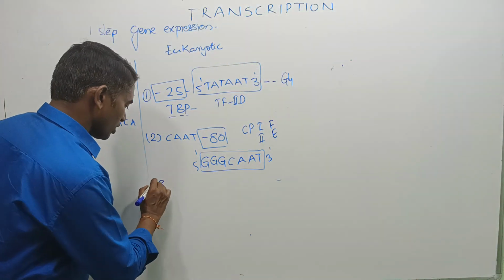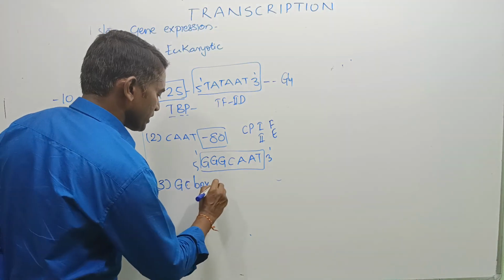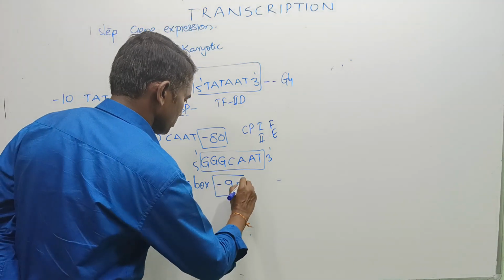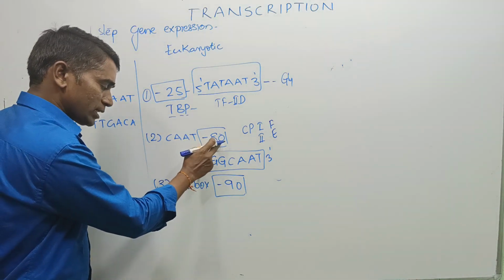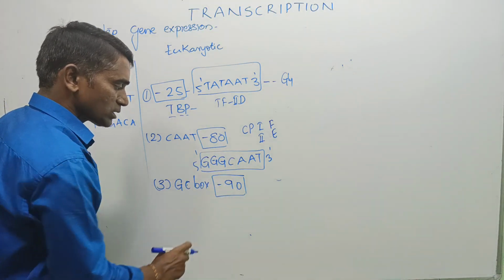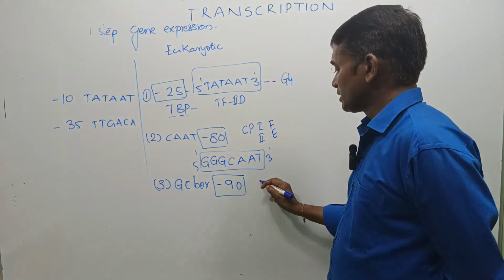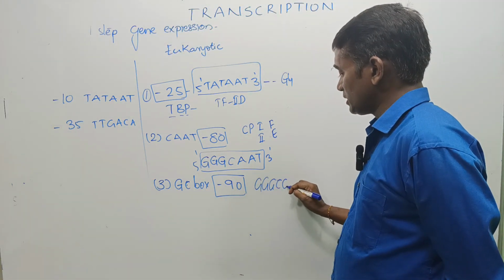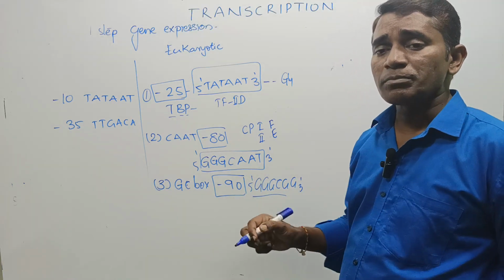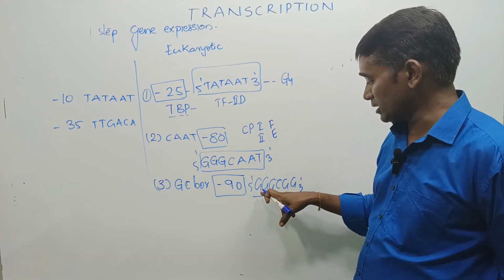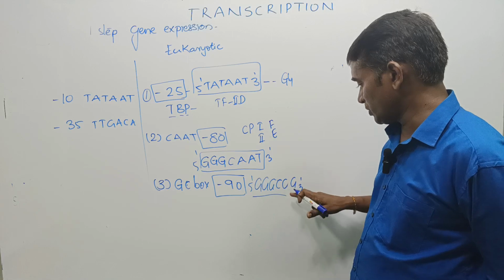Then there is a third one, GC box. This GC box is located at minus 90 sequence. Remember this one, minus 25, TATA. CAAT minus 80. Then again, GC box at minus 90 base pair sequence. This simply includes G, G, G, C, G, G. Again, always this is in 5 prime to 3 prime region. G3, 1, 2, 3, G3, C2.